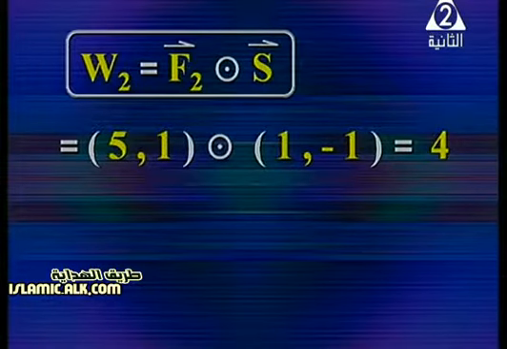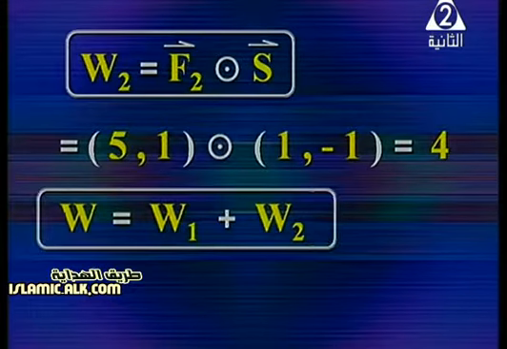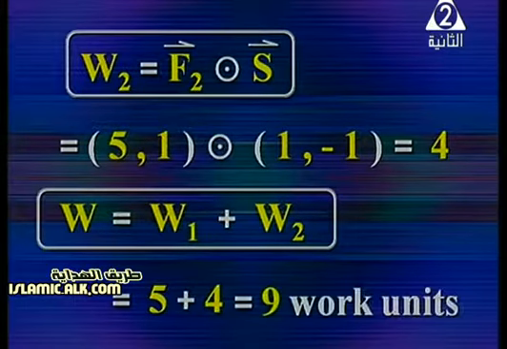We have two works. Then we find the resultant work by adding the two works. Then work equals W1 plus W2. The answer is 9 work units. So the resultant of the work is 9 work units.